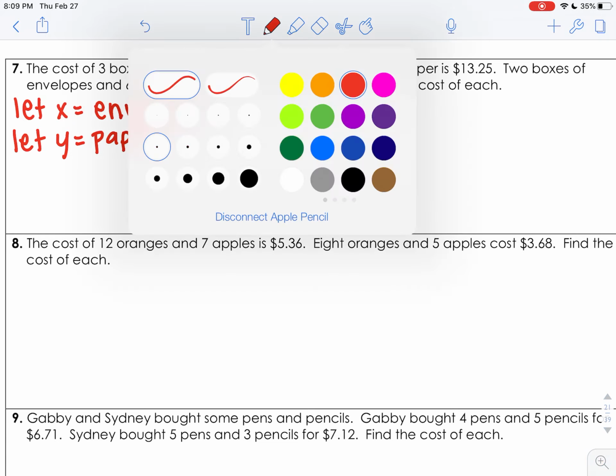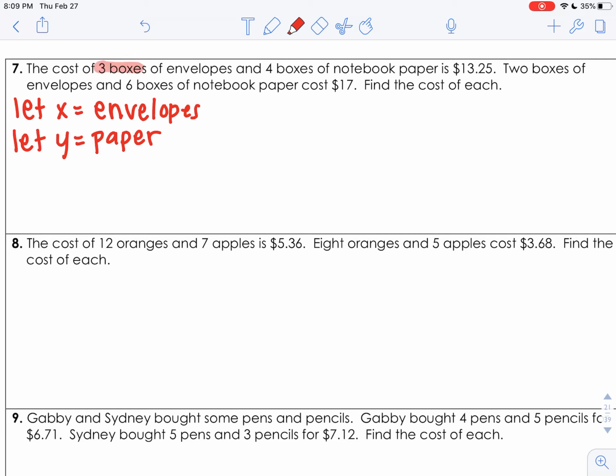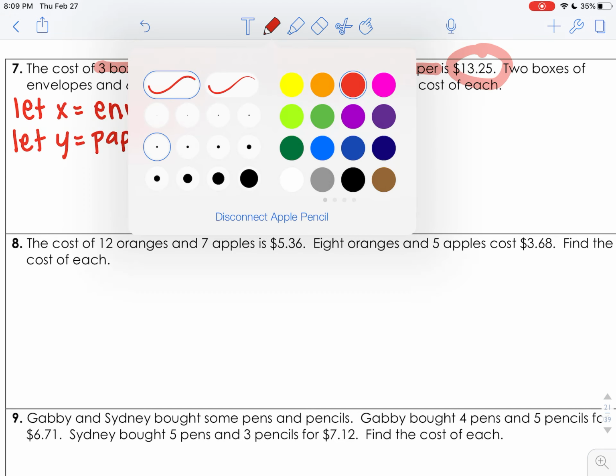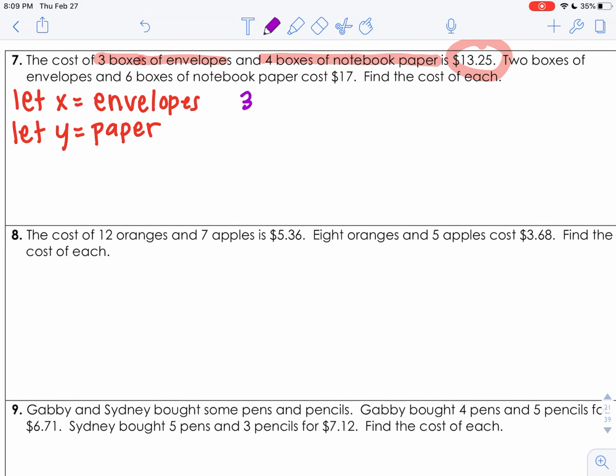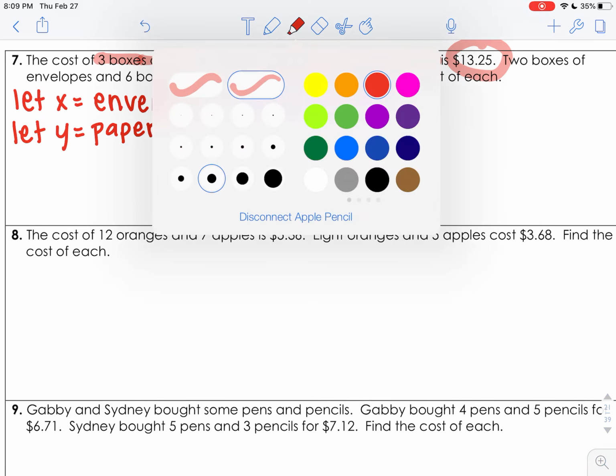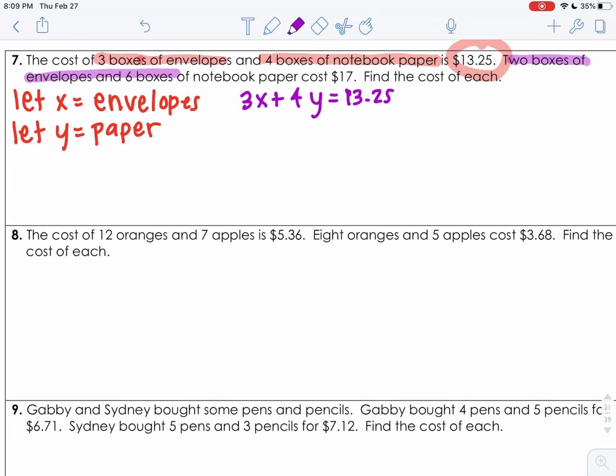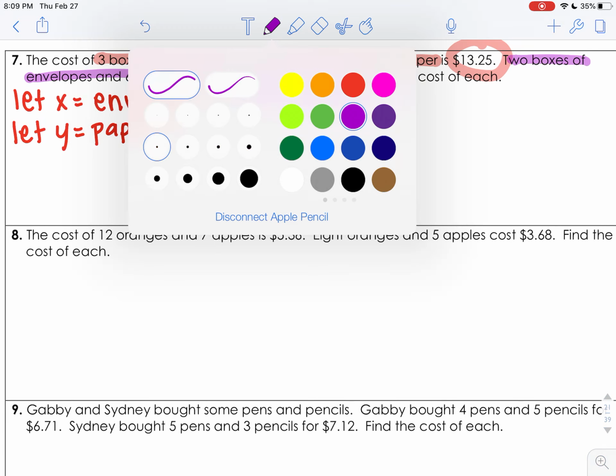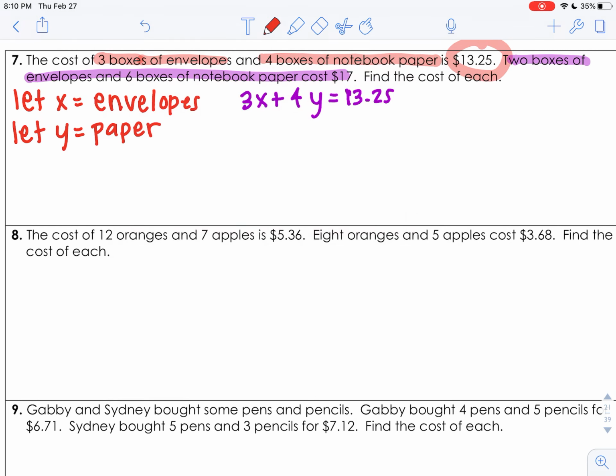So we just defined our variables. 3 boxes of envelopes and 4 boxes of notebook paper is $13.25. That's one of our equations. So 3 boxes of envelopes, so 3x, and 4 boxes of notebook paper is $13.25. Okay, and then we have 2 boxes of envelopes and 6 boxes of notebook paper cost $17. So our next equation is 2 boxes of envelopes and 6 boxes of notebook paper is $17. Find the cost of each.